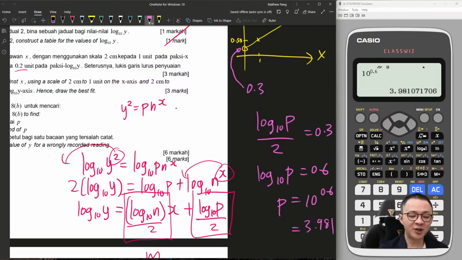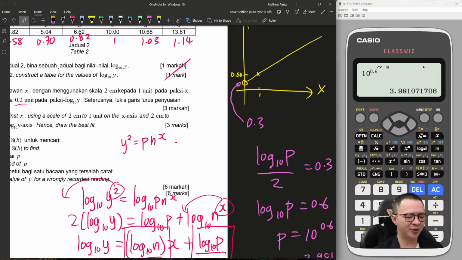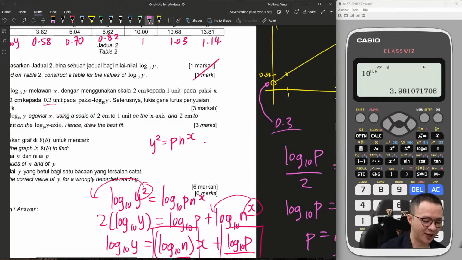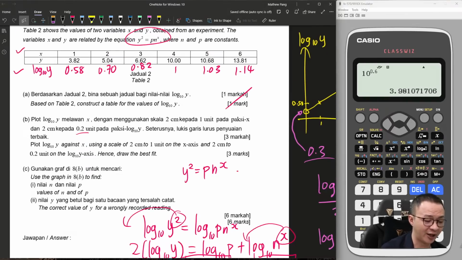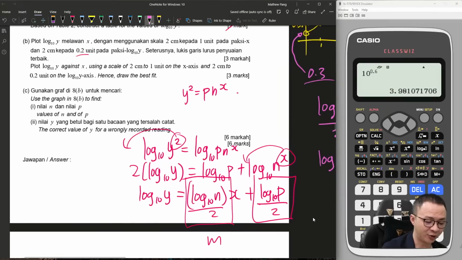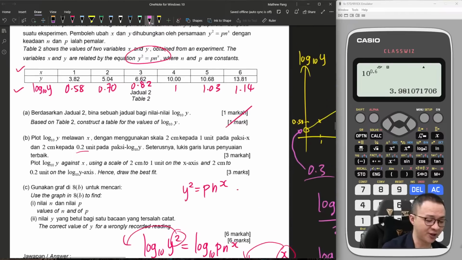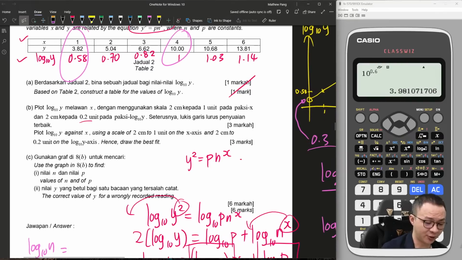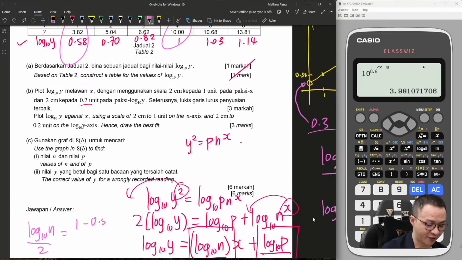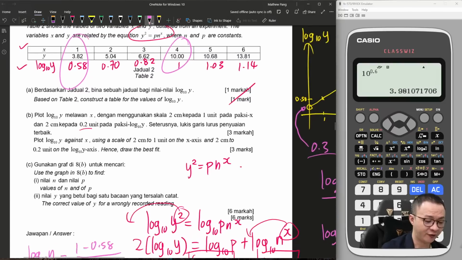Just read from your graph. If your graph is 0.5, you just take 0.5. If 0.42, you just take 0.42. This 0.3 is just a random example to give you some idea how to find p and n. To find n, I can literally take any two coordinates, because I know this gradient, right? So I will say log 10 n over 2 equals, using the gradient formula from the table, I randomly select 2. Maybe I select these 2. So this will be 1 minus 0.58 over 4 minus 1.